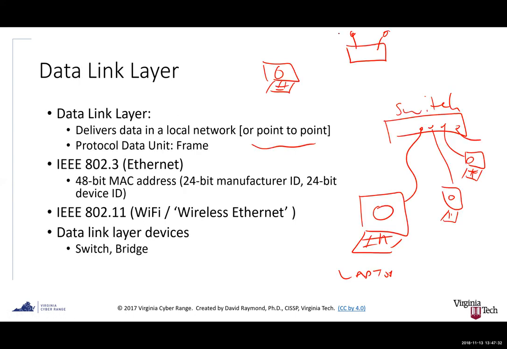Wow, this is acting weird. You have this wireless communication, that's all data link layer stuff. So Ethernet is wired, Wi-Fi is wireless. Data link layer devices are switches and bridges. So the most widely used data link layer device is a switch.